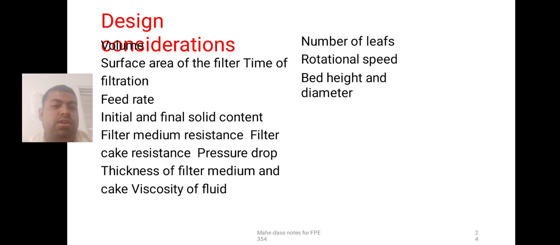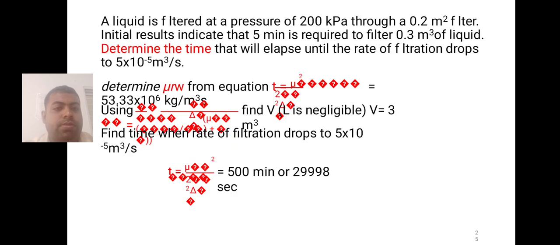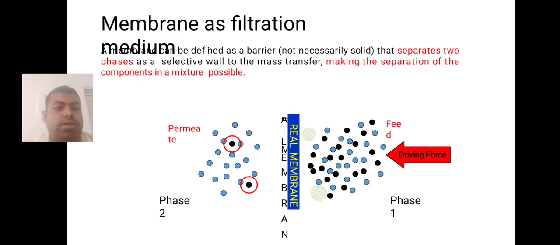The surface area of the filter, time of filtration, feed rate, initial and final solid content, filter medium resistance, filter cake resistance, pressure drop, thickness, and viscosity. These are the design considerations required for the filtration. And here is the equation. And the membranous filtration medium.